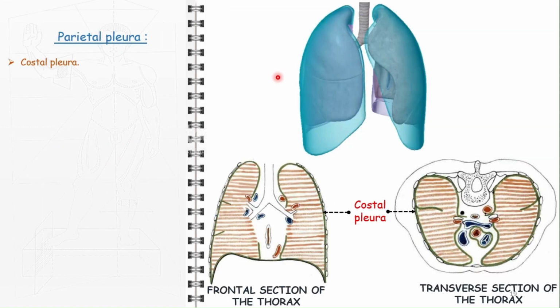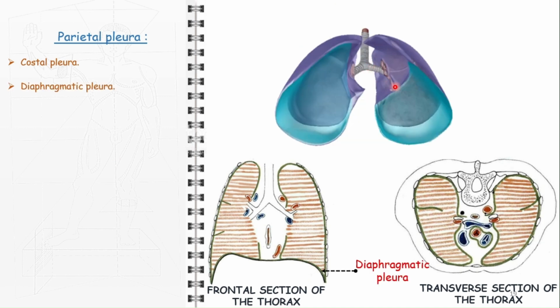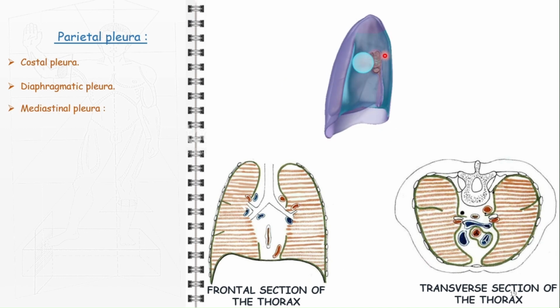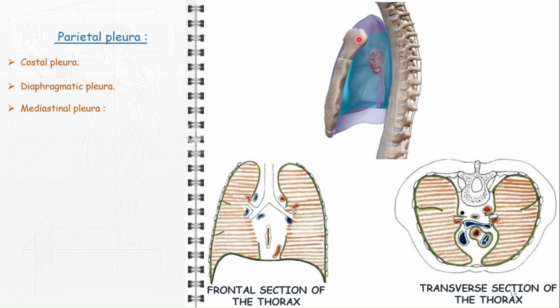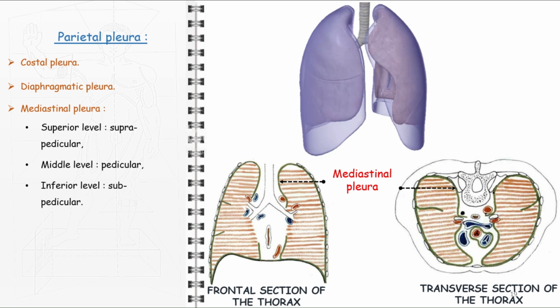The costal pleura is in contact with the thoracic wall. The diaphragmatic pleura is tightly adherent to the diaphragm, and the mediastinal pleura extends sagittally from the posterior surface of the sternum anteriorly to the lateral vertebral gutters posteriorly. It lines the lateral surfaces of the mediastinum and can be subdivided into 3 levels: The superior level or suprapedicular extends from the posterior surface of the sternum to the lateral vertebral gutters. The middle level or pedicular reflects around the hilum to surround the two pulmonary pedicles. And the inferior level or subpedicular.